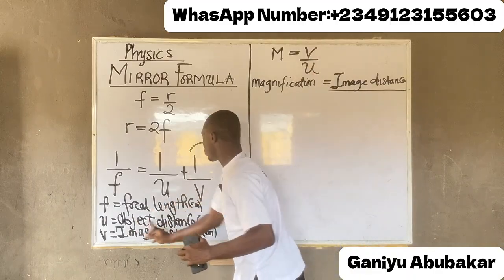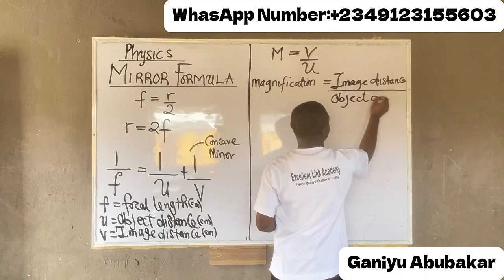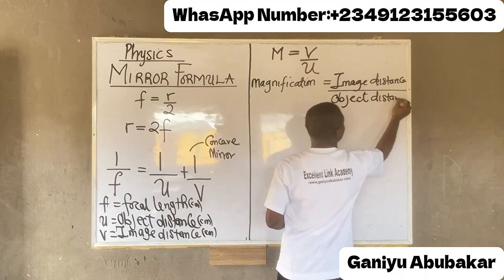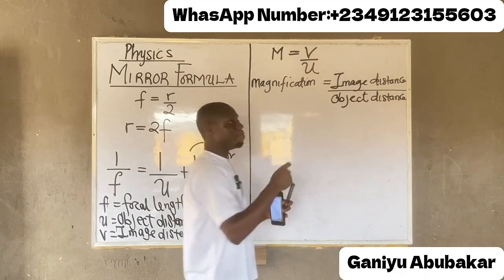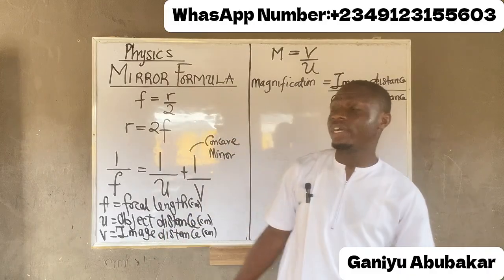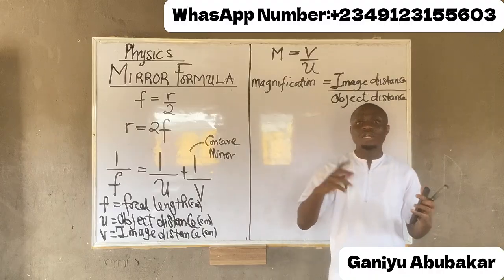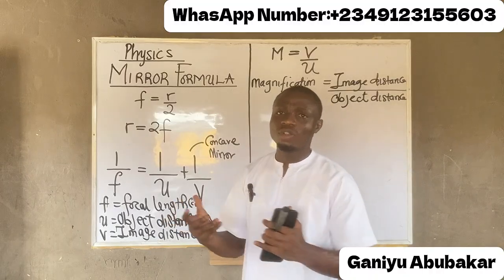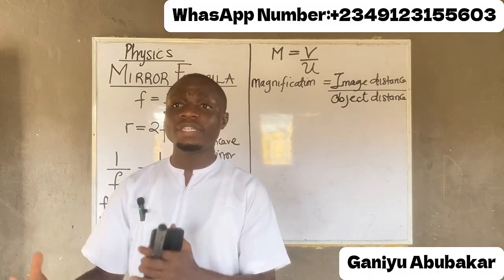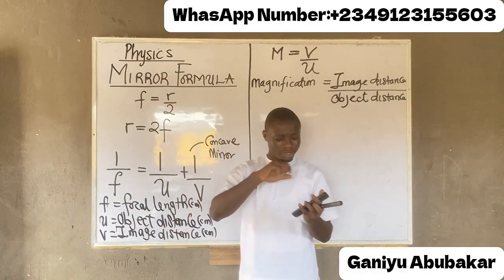Said U here is what? Object distance. I have object distance. This is your mathematical expression for magnification. Please don't forget the image comes before the object. Now, if you try to ask me what is the main definition of magnification? Put this down, please.